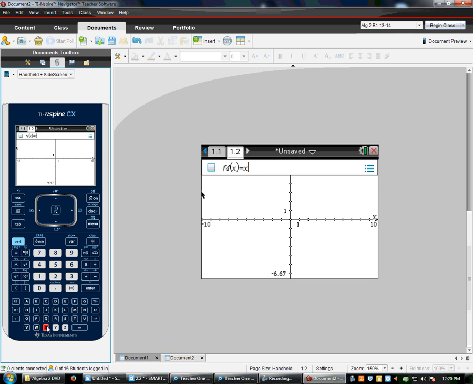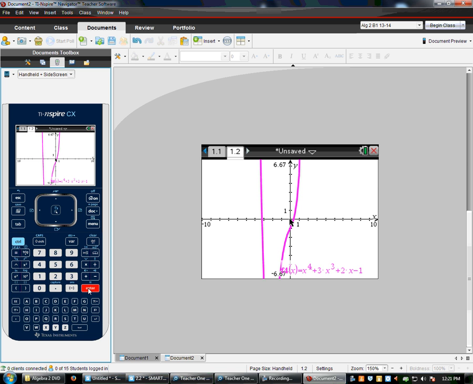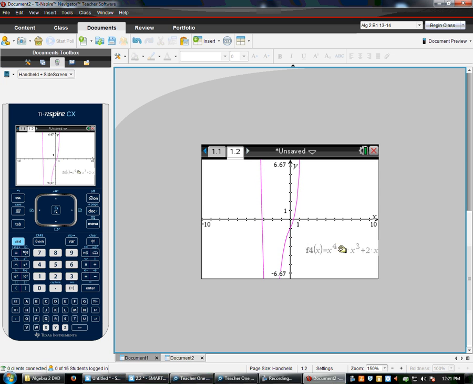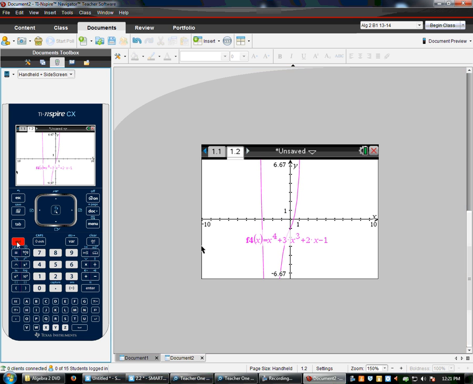If I have something like x raised to the 4th plus 3x cubed minus 2x plus 1, let's see, plus 2x. I'll just leave out a squared, let's see what happens. Interesting shape. Okay, that was a -1. It's not as interesting a shape as I was hoping for, though.